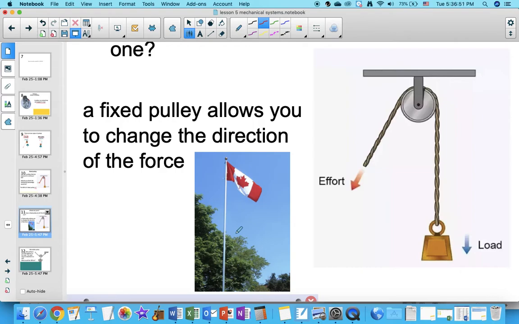You're able to pull down using the force of gravity, your weight, which can help you make it easier to lift the load. So a mechanical advantage of 1 allows you to change the direction of force. Again, class 1 levers can also have a mechanical advantage of 1. And the point of that is to change the direction of the force. It doesn't necessarily make it that much easier, but it allows you to change the direction of force.